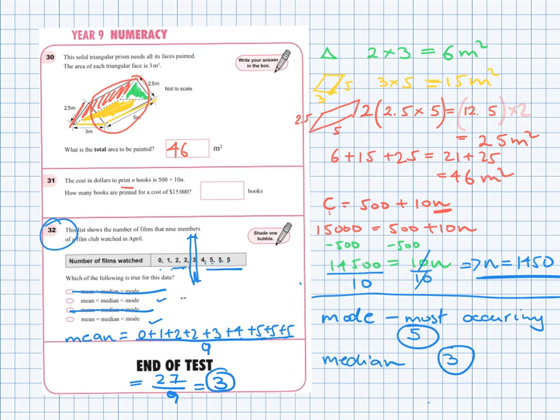So the mean is 3. And it says here, mean is equal to median, and the median is 3, and that is correct. So this one is going to be our answer.